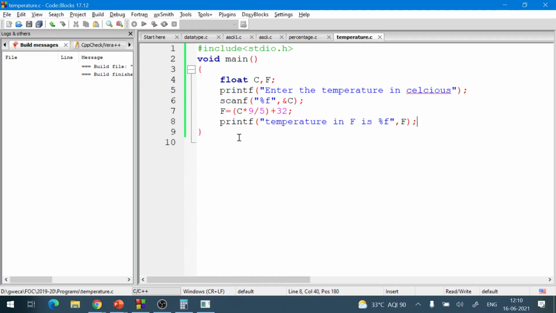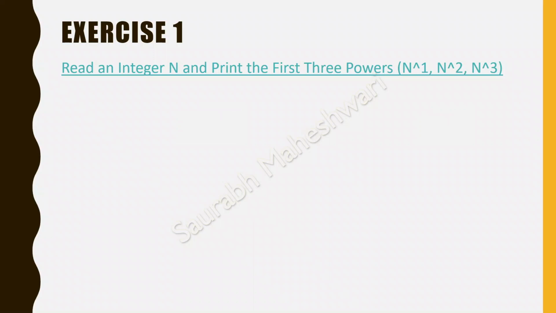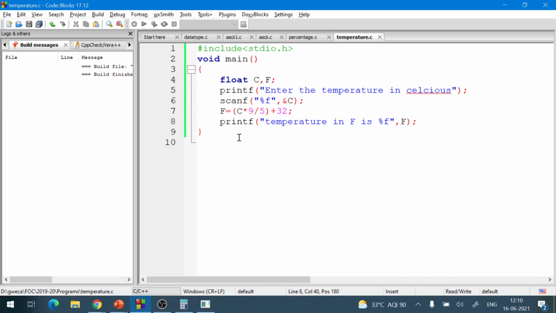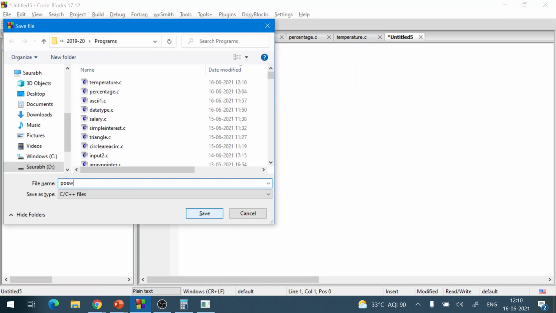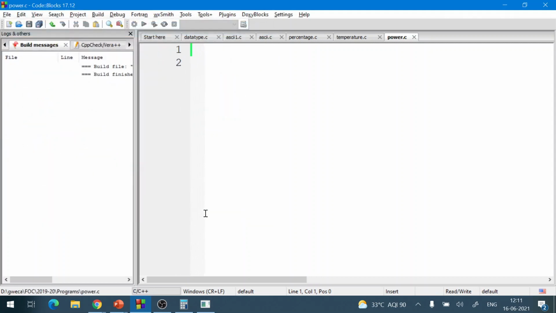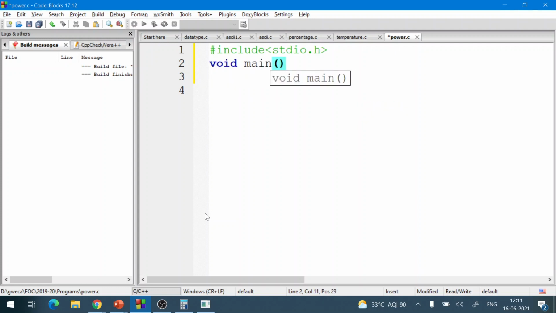Now we will do the last exercise of this particular series: read an integer n and print the first three powers of n. So I will create a new file, and I will write it as power.c. Then #include stdio.h, then void main. I hope you are remembering that this much program is essential to write.